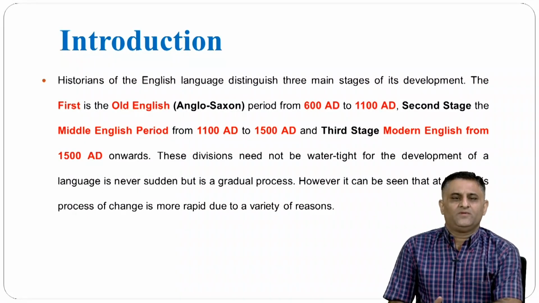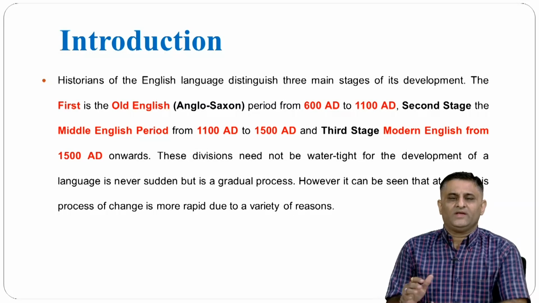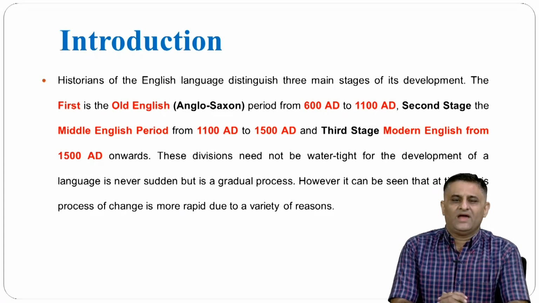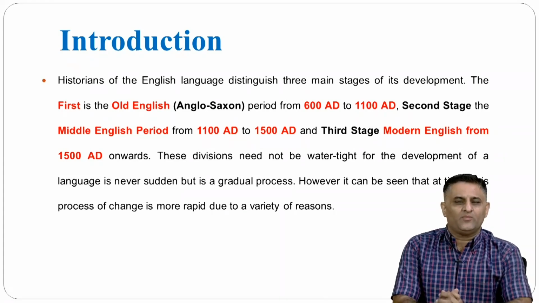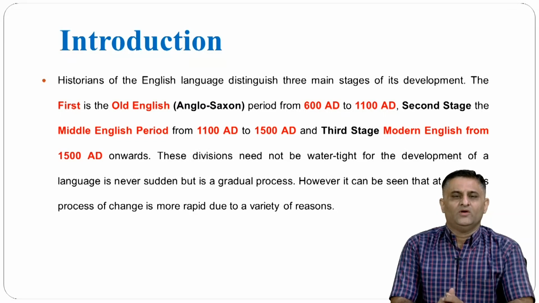Dear students, the first slide is all about the introduction. Historians of the English language distinguish three main stages of its development. The first is Old English, also known as the Anglo-Saxon period, from 600 Anno Domini to 1100 Anno Domini. The second stage is the Middle English period, from 1100 Anno Domini to 1500 Anno Domini. And the third stage is Modern English, from 1500 Anno Domini onwards.